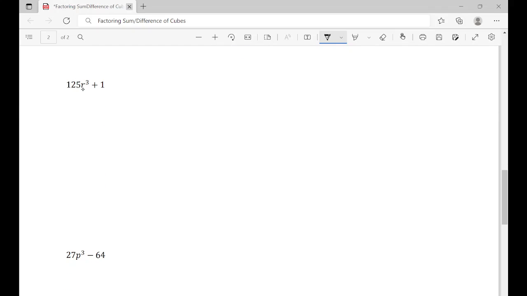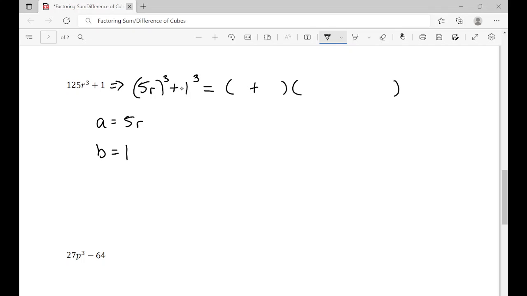Here we have 125r cubed plus 1. It's a little bit weird, but we can rewrite this as 5r cubed plus 1 cubed. And I see that a here is 5r and b is 1. So I set up my small and my large parentheses and fill in my signs: same as this, opposite as this, and always positive. A goes first, so 5r, and b goes second, which is 1.